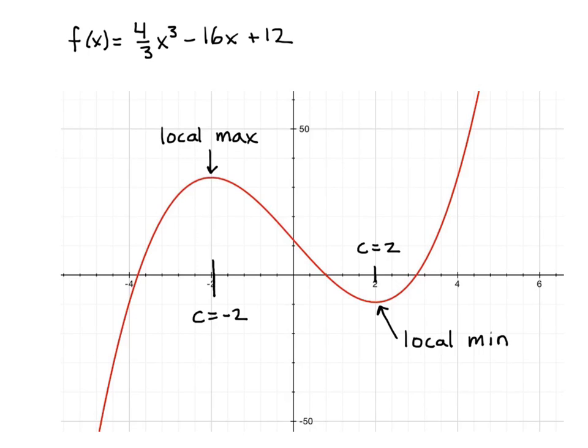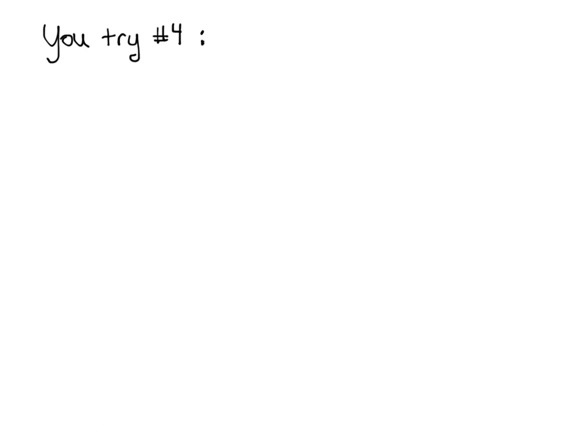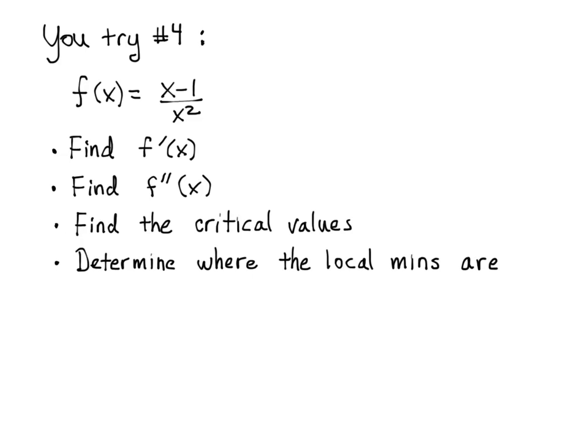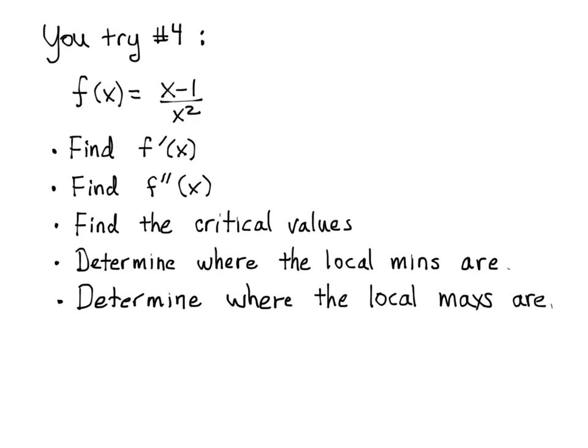Okay, so what you should do at this point is log back on to WebWork and try exercise number 4. I did close off the exercise yesterday, but it's opened up again, so you can try number 4, and you can do that with this particular function, x minus 1 over x squared. And so I'm going to ask you to find the first and second derivatives, find the critical values, and determine where the local mins and maxes are based on what the second derivative is evaluated at the critical values. So the answers are there.